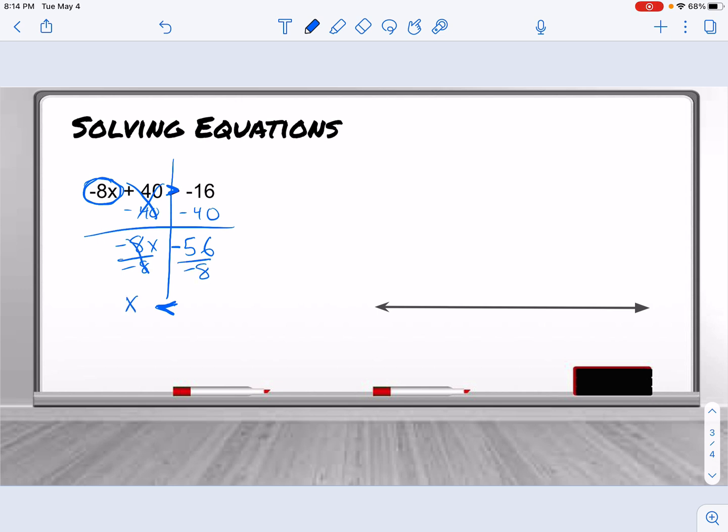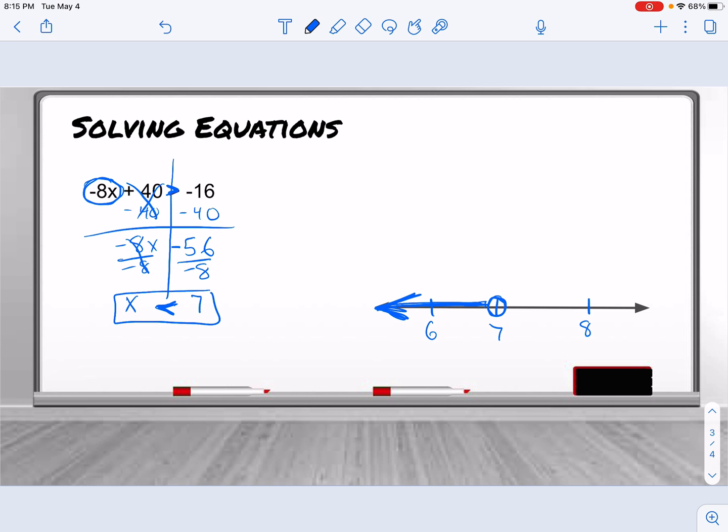Now I'm left with my x. Negative 56 divided by negative 8. A negative divided by a negative makes a positive, and 56 divided by 8 is 7. So our number should be less than 7 for it to make sense. My number line could be 6, 7, 8. I'm going to put an open circle at 7, because I don't have the equal to sign, and it's going to go the direction of less than, the numbers smaller than 7, which would be 6, 5, 4, 3, 2, 1, and so on.